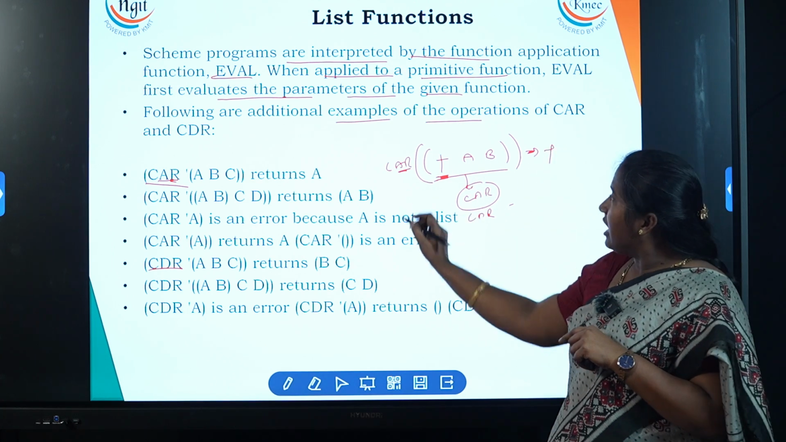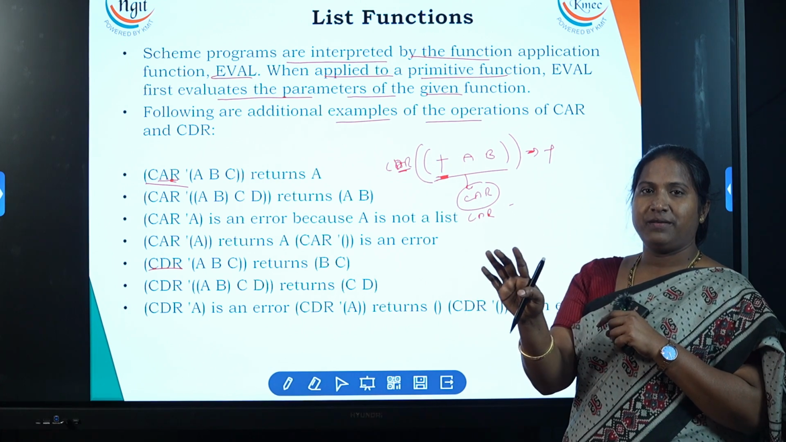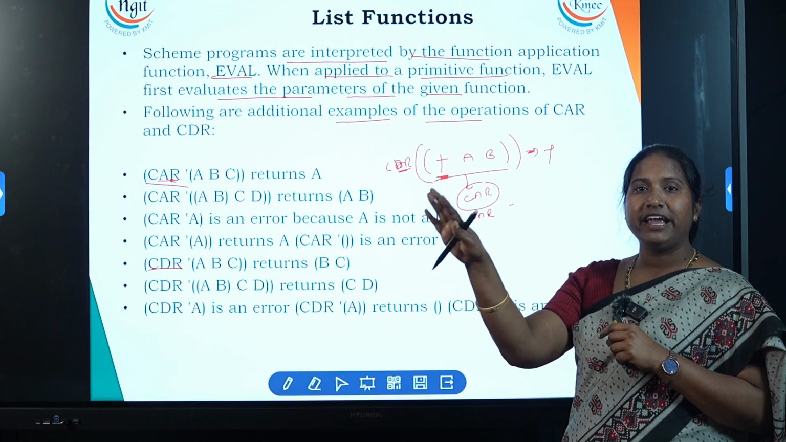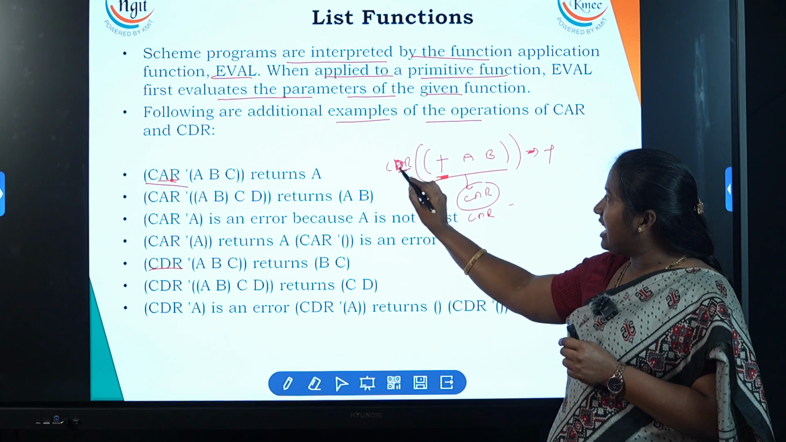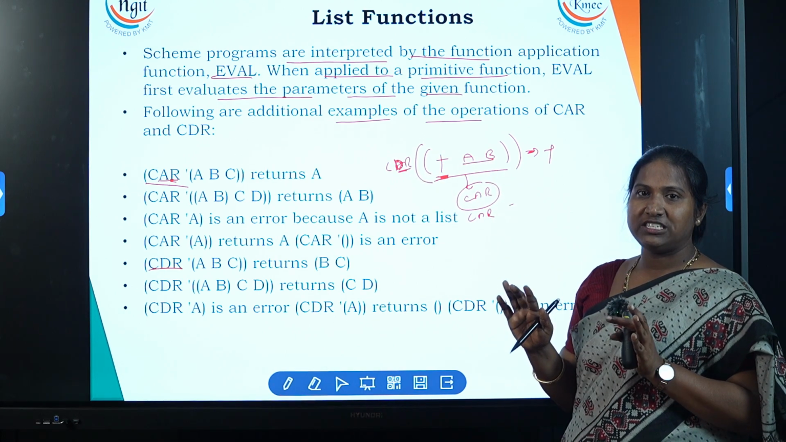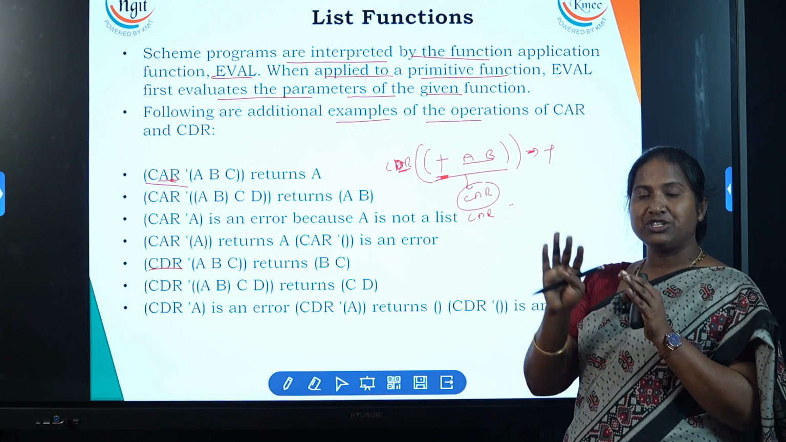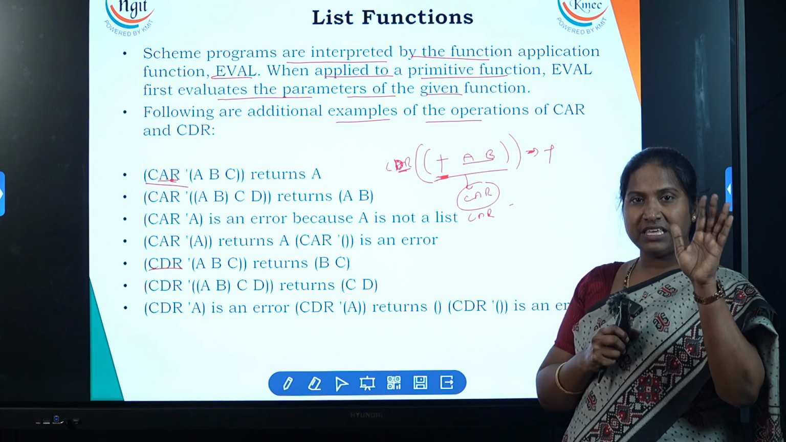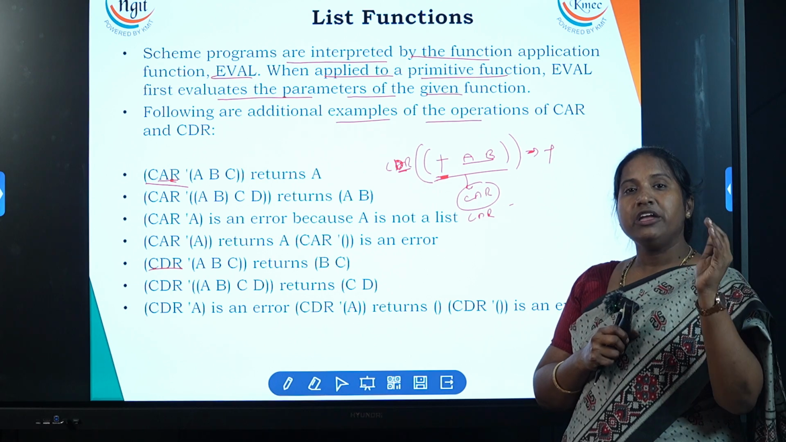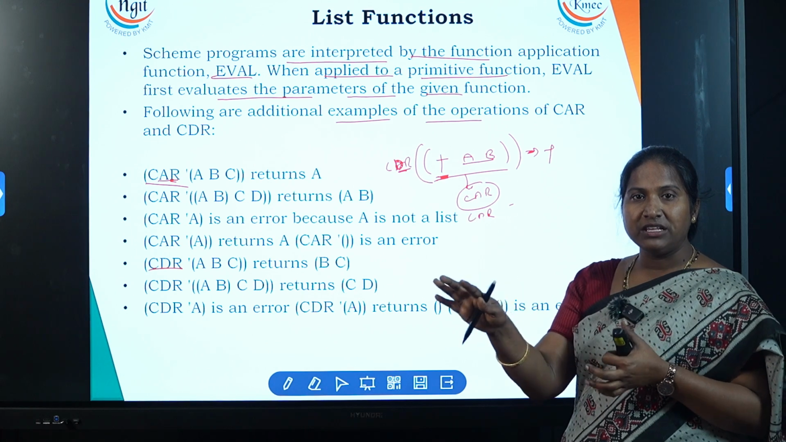Plus, over here. If I apply CDR, CDR will return data. CAR will return address. CDR will return data. Now, in the case of CDR, what will be returned? It will return A B. Did you understand? So, these are the list functions that return a value. That function will return a value. If you apply CAR, it returns the address, that means the first class entity. If I apply CDR, it returns the parameters that are available in the function.